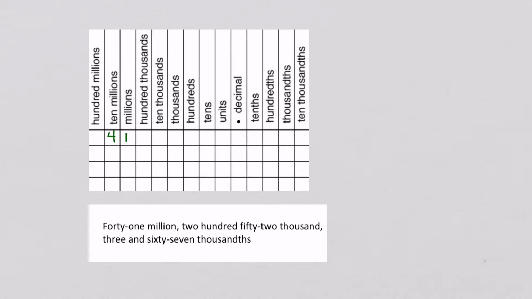252,000 means 252 goes right there. 3. That means I don't have anything in the hundreds, I don't have anything in the tens, but I do have a 3 right there in the units. The units are also sometimes called the ones place.